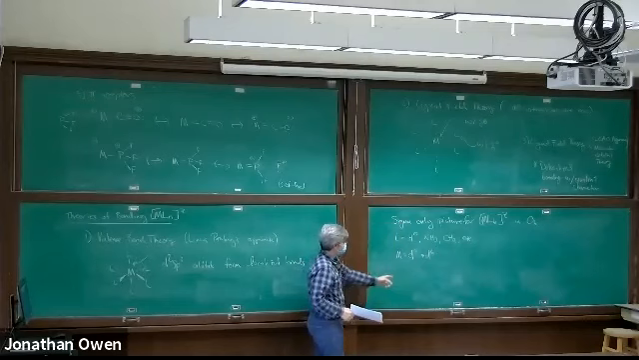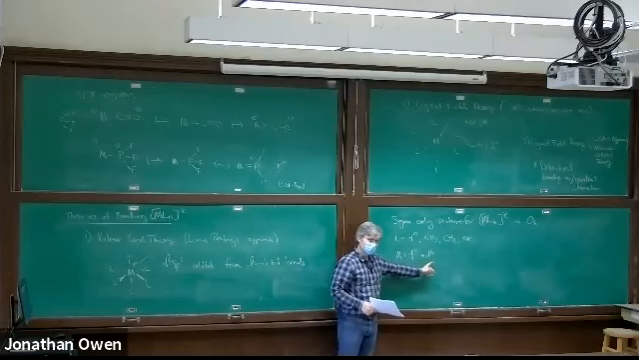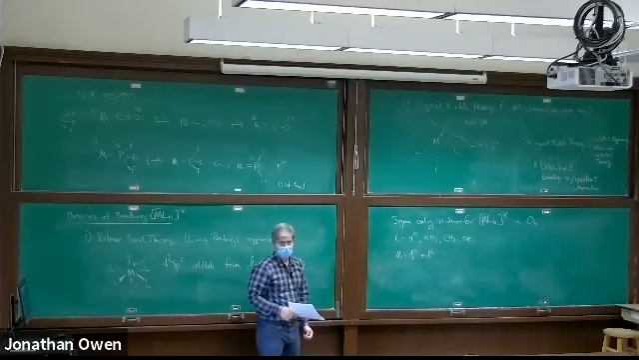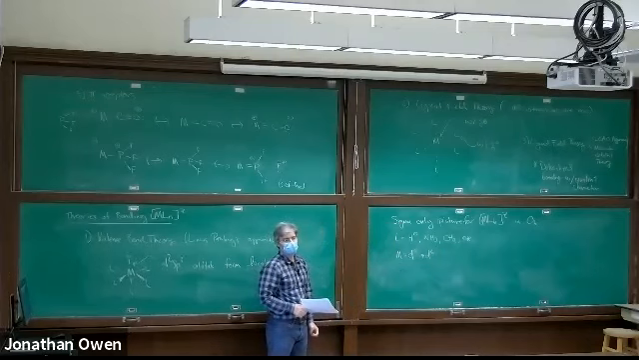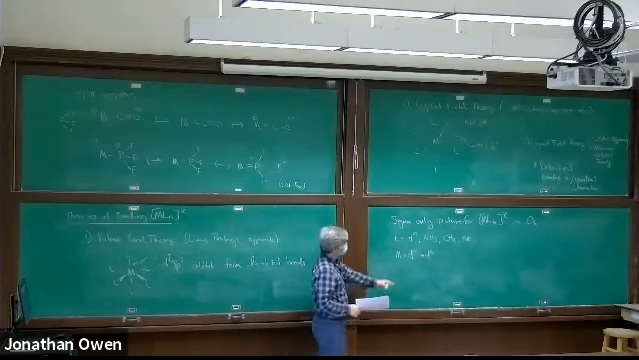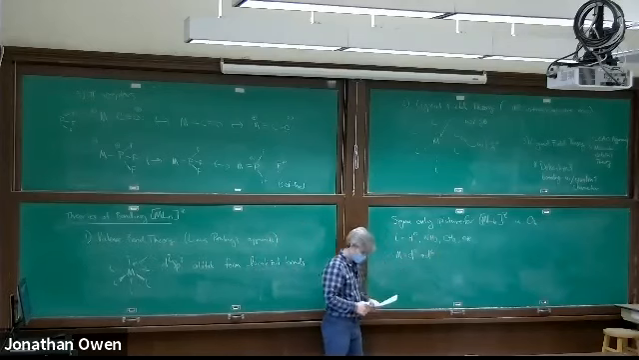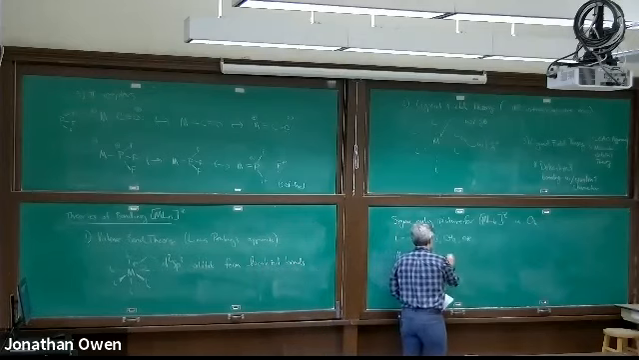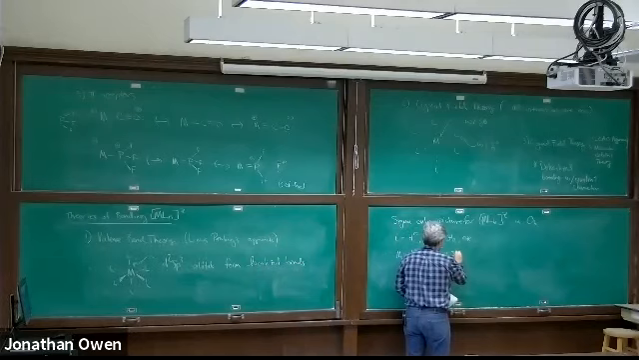What does this mean here? d0 to d6. Yeah, it's the number of d electrons that haven't been used to make sigma bonds. And particularly things like d6, this is a good one.